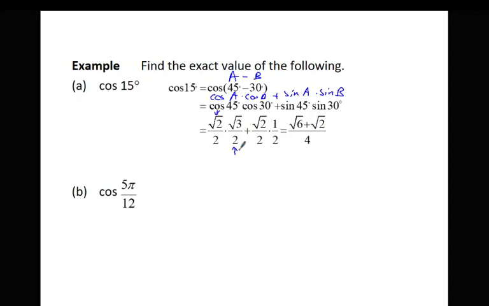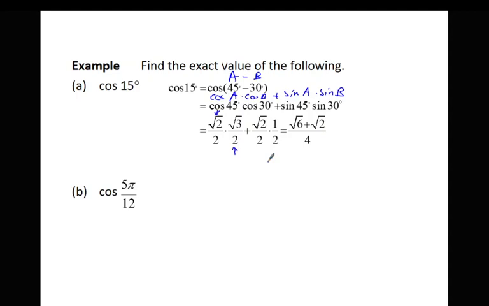And then you just multiply them. And remember, when you multiply, you go straight across. Do not tell me that the square root of 6 plus the square root of 2 is the square root of 8. It does not work that way. Okay? And that's the answer. Just leave it like that. That is an exact answer.